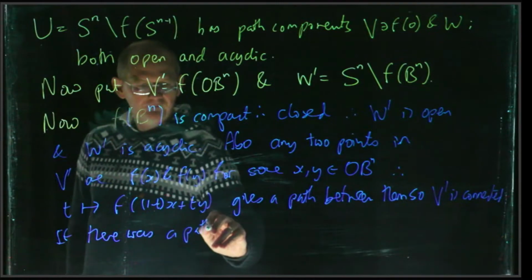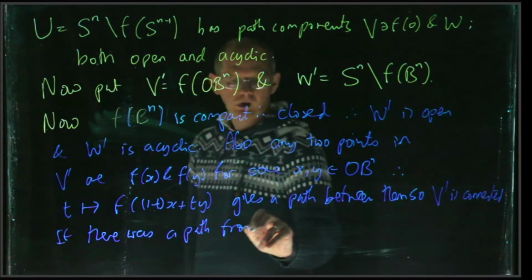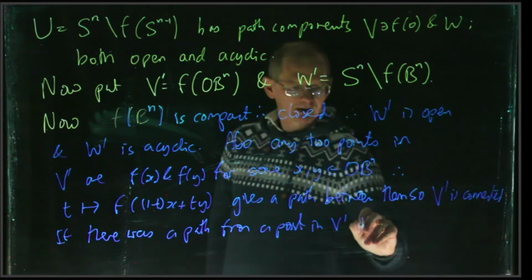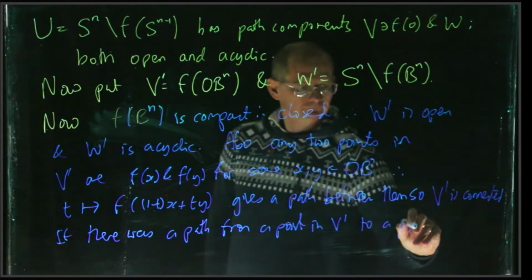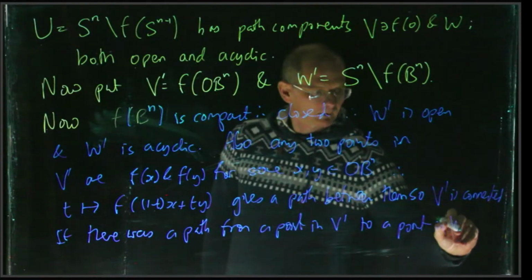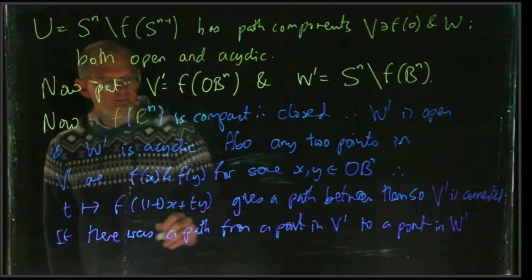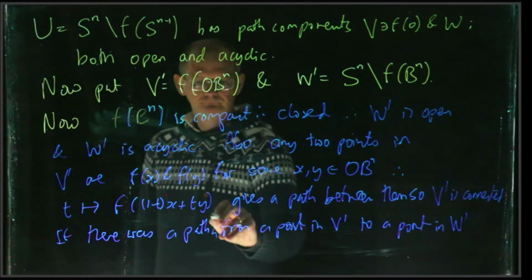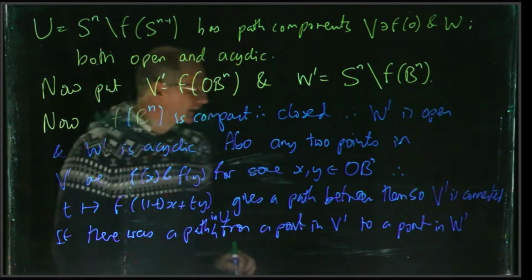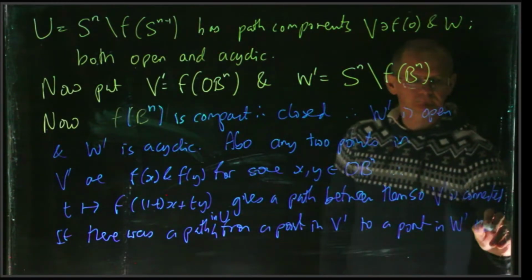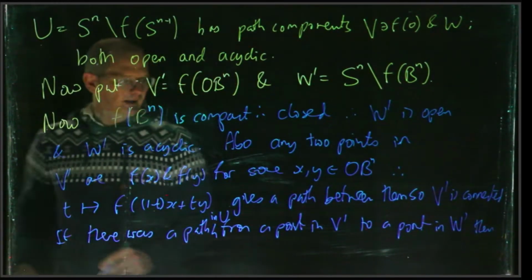So let's say if there was a path from a point in V prime to a point in W prime, or path in U, then that would mean... so then what would that tell you?